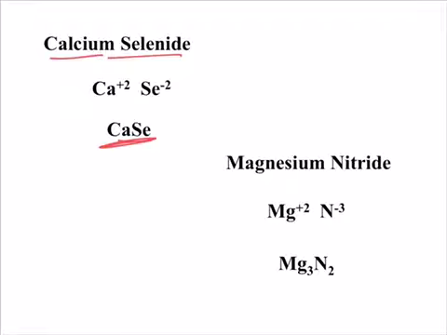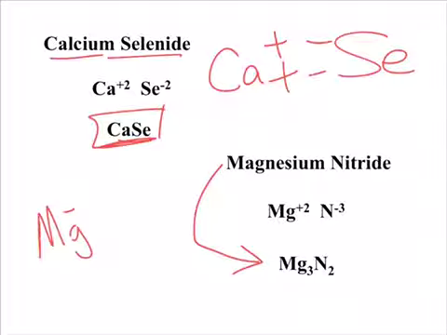Magnesium nitride, how would we get from a name to a formula? We're going to look on the periodic table, find magnesium. It's a positive 2. We look and we find nitrogen. It's a negative 3.